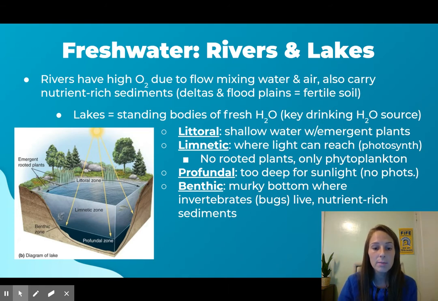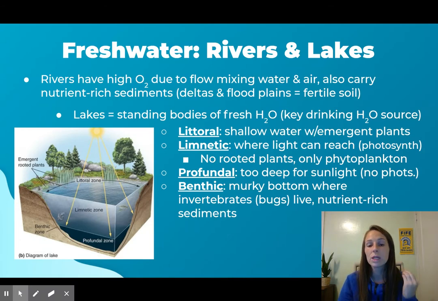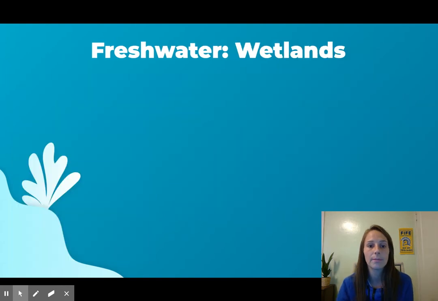And then the bottom is the benthic. This is basically the really murky bottom where invertebrates such as bugs are going to live. And there's nutrient-rich sediment because you have all of the dead organisms that have fallen to the bottom, and then they're making up the soil on the bottom. So it's really nutrient-rich down there.